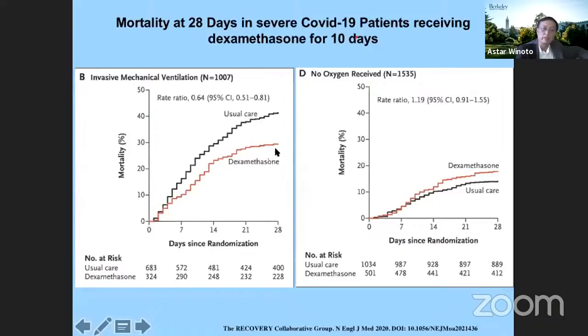So 40% versus 30%. But if the patient doesn't need oxygen, so that means they are severe but not really critical, giving them dexamethasone actually did not do anything. Okay. Now, of course, you don't want to give them dexamethasone too early because you want the immune system to work. Right? So this is only when the immune system is out of control.